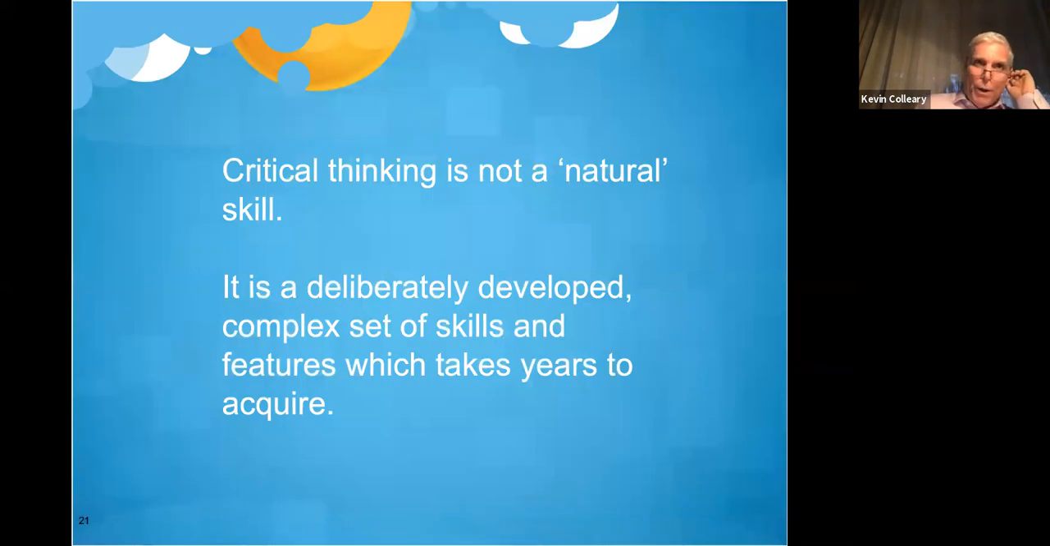But we also have to remember that critical thinking is not a natural state. Sandra Day O'Connor, a former Supreme Court justice in the United States, you may or may not know of her, was actually the first female justice on the U.S. Supreme Court. She said that no child is born knowing about democracy, that democracy must be taught over and over with each generation because it's not a natural state of being. It's the same way for critical thinking. It's not natural to us or to most of us. It's a deliberately developed, complex set of skills which take years to acquire.